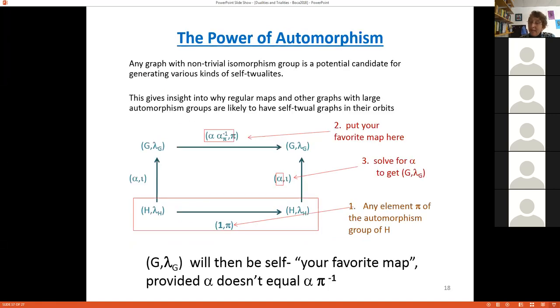You can do the same game here. Instead of using one vertex graphs and having to do a computer search, you can also, as your convenient thing down here, put any element of the automorphism group. And this also sheds some pretty sharp light on why the regular maps were the original hunting grounds for these kinds of dualities. Because they will simply let you solve for the dualities that you want.